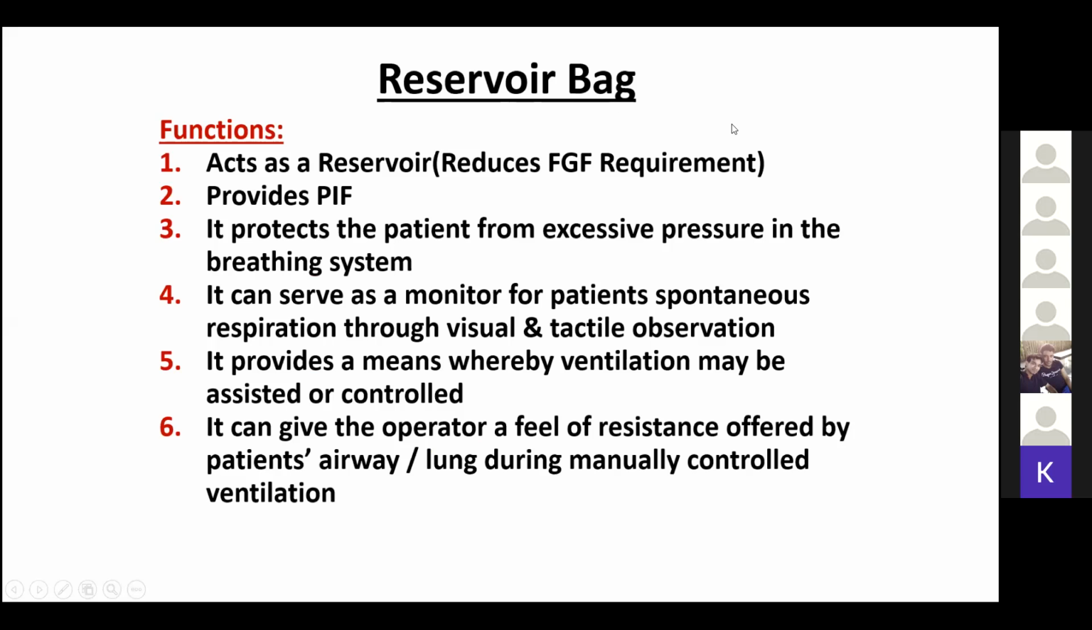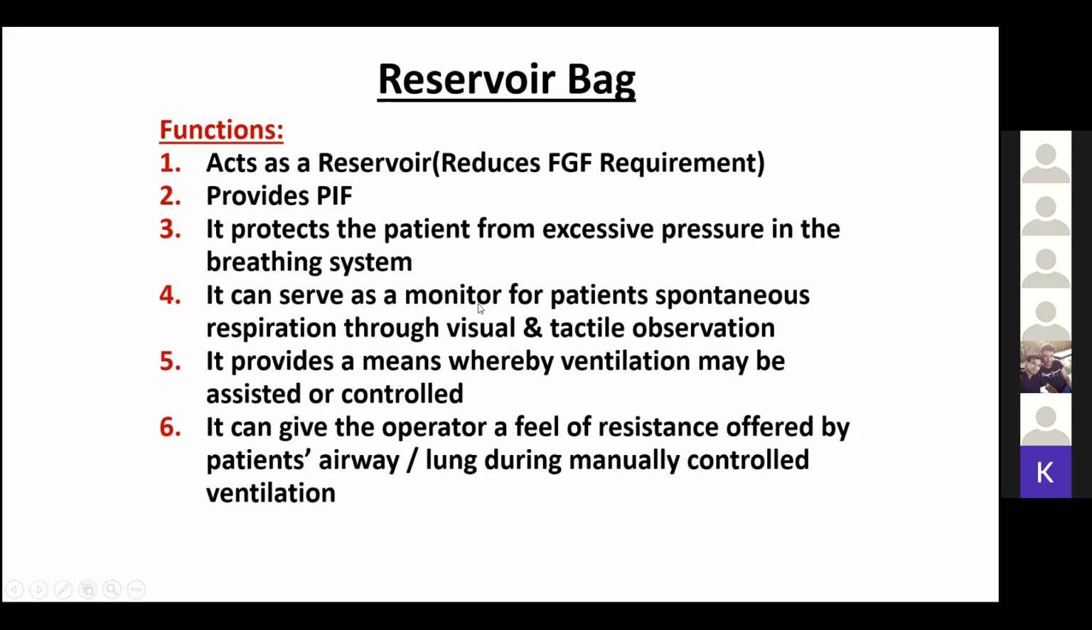What are the functions of the reservoir bag? If you are given a reservoir bag in your hand, then you have to say it acts as a reservoir so that it reduces fresh gas flow requirement. Because if there is no reservoir bag, then we will require our fresh gas flow equal to the peak inspiratory flow rate of the patient. So in short, it provides peak inspiratory flow rate. It protects the patient from excessive pressure in the breathing system. Why? Because the reservoir bag is such that a pressure cannot develop beyond a certain limit. And if it develops due to any obstruction, the bag will burst. So this is how it protects the patient from excessive pressure.